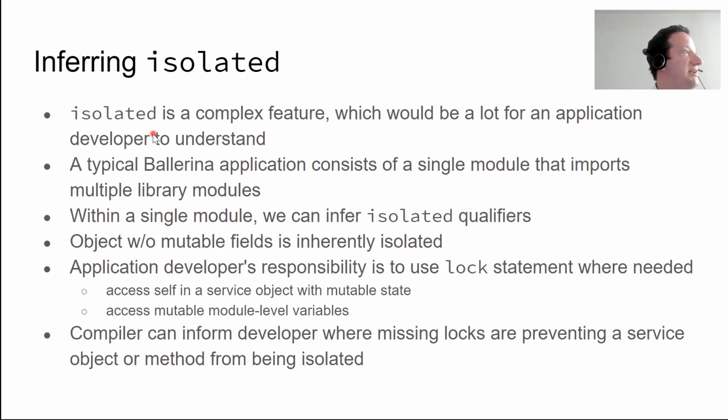In a typical Ballerina application that the average user is writing, you've got a single module that does the work, and it calls a bunch of library modules. Within a single module, the compiler can infer when something is isolated. It can infer isolated qualifiers for objects, for variables, and for functions. One very simple case is that when you have a service object without mutable fields, then that is automatically isolated. So the user doesn't really have to understand all this isolated stuff.